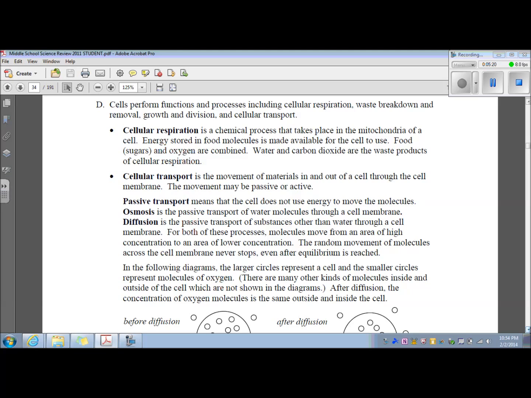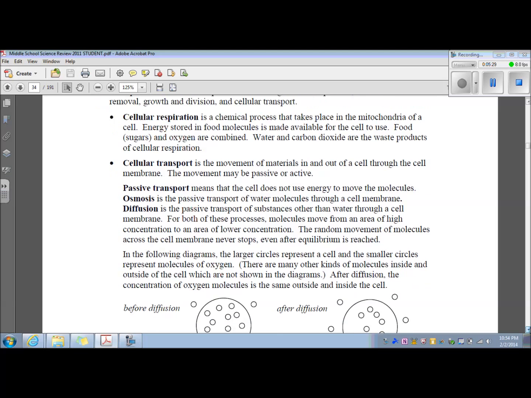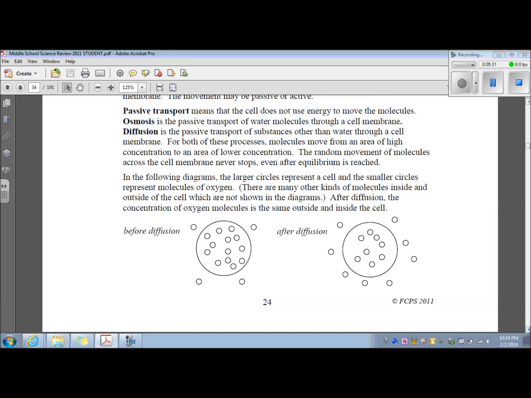Cellular transport is the movement of materials in and out of a cell through the cell membrane. The movement may be passive or active. Passive transport means that the cell does not use energy to move molecules. Osmosis is a passive transport of water molecules through a cell membrane.